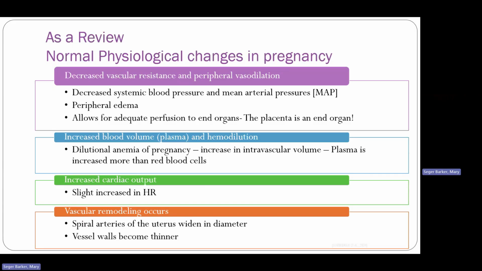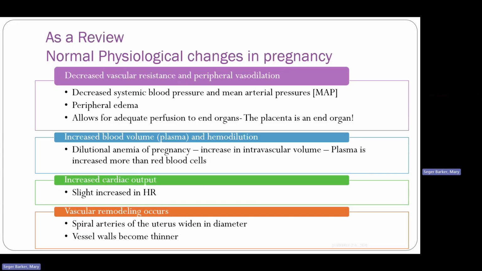There's also an increased blood volume, more plasma than red blood cells, which causes a physiological dilutional anemia of pregnancy. That increase in intravascular volume, the plasma increases more than red blood cells. And then you have an increase in cardiac output. There's only a slight increase in heart rate. Most parameters will say anything above 100 to 110 needs to be investigated if it's consistent.